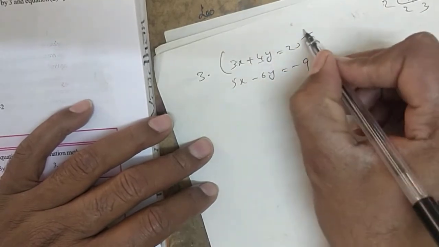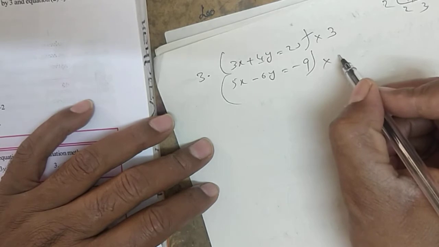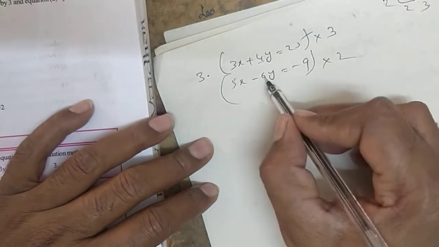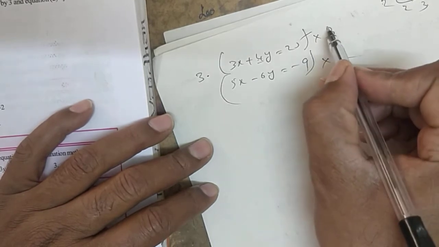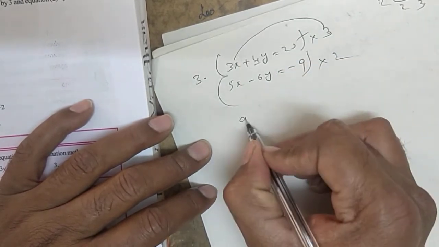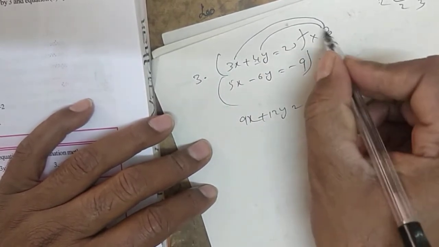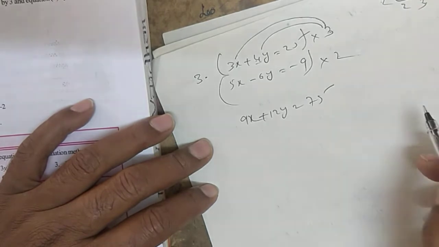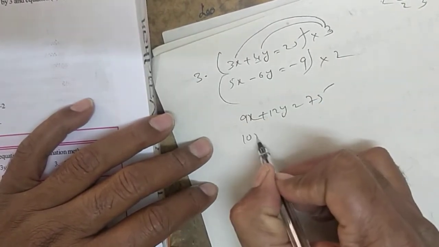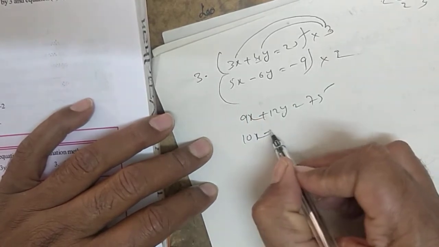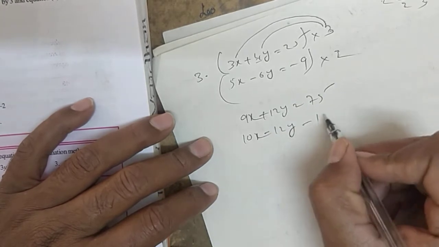To get y coefficient as 12, this entire equation should be multiplied with 3, and this entire equation you should multiply with 2, because 2 6s are 12, 3 4s are 12. Now multiplied. See how to multiply: 3 into 3x, 9x, 3 into 4y, plus 12y, 3 into 25, 75. With 3 I multiplied all the terms. Now with 2, 2 into 5x, 10x, 2 into minus 6y, minus 12y, 2 into minus 9, minus 18.